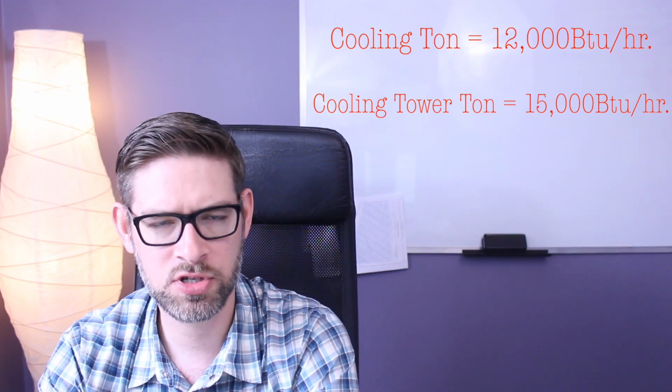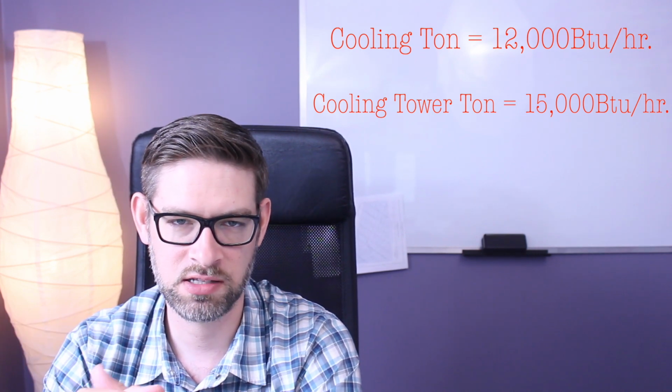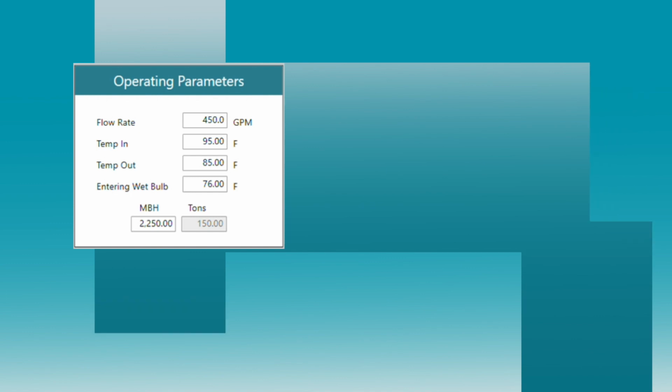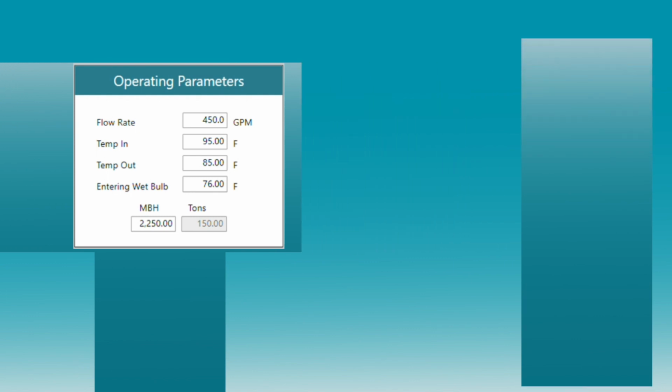So those are the couple of first definitions I wanted to cover, and that'll get us into a selection here. So let's take a look at a selection. Here we have some operating parameters for the selection that we're looking to do. In this case, we're looking for 450 gallons a minute with a range of 10F, so 95-85. That's pretty typical of any condenser water system. And then the entering wet bulb for this particular city, and I'm assuming this is the 0.4% wet bulb temperature, is 76F. You can see at the bottom there, it gives us the capacity that we're looking for is 2.25 million BTUs, and that equates to 150 tons.